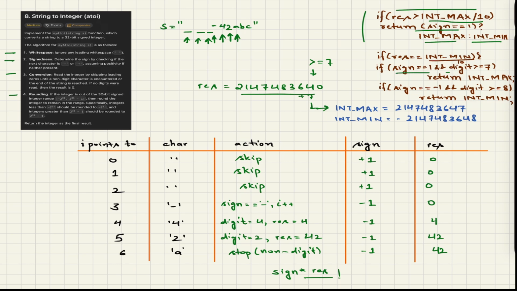If my sign is positive, if my digit is greater than or equal to 7, I will return int max, right? So that it does not overflow. And if my sign is negative, I'll check if my digit is greater than or equal to 8. If it is, I'll just return int min.